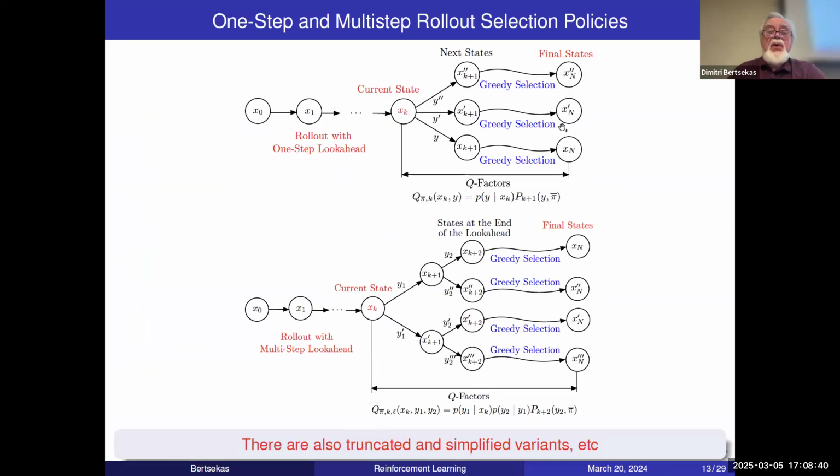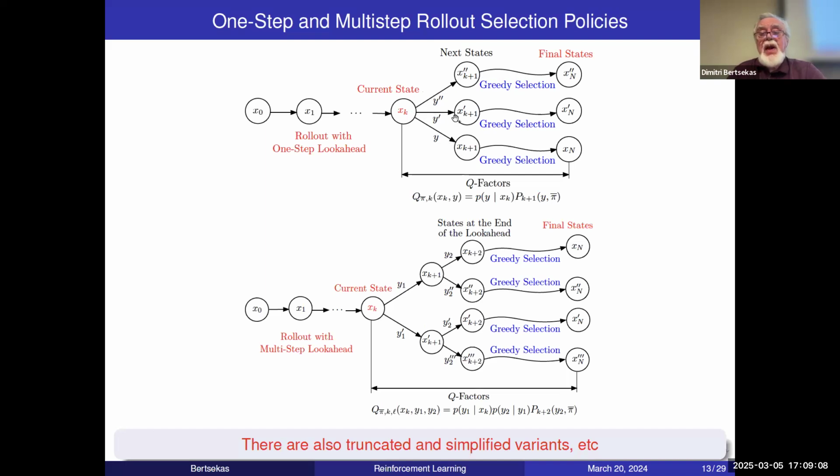You've seen this figure before. In rollout, we consider a sequence of states. At the current state, we consider all possible next states. This problem is deterministic, remember? So these next states correspond to the controls that we apply. And then we run the greedy algorithm from here to the end. We do this for every possible next state, and we compare the probabilities of these branches.